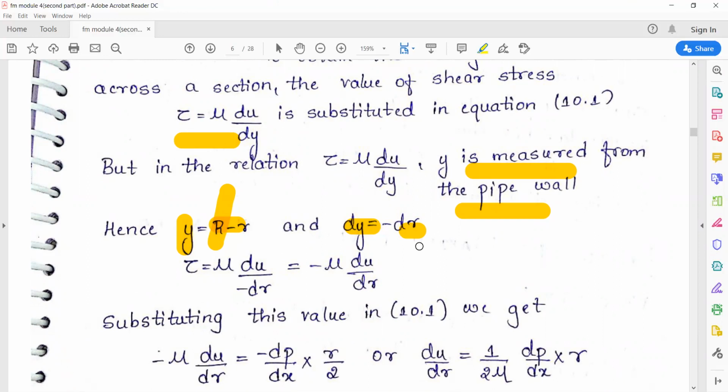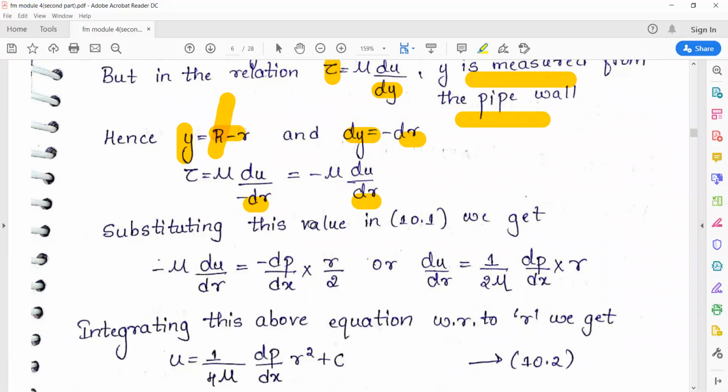Now in Newton's law of viscosity equation, in place of dy, you can substitute minus dr. That is what has been done in the next step. You can see tau is equal to mu into du by minus dr, which is equal to minus mu into du by dr.